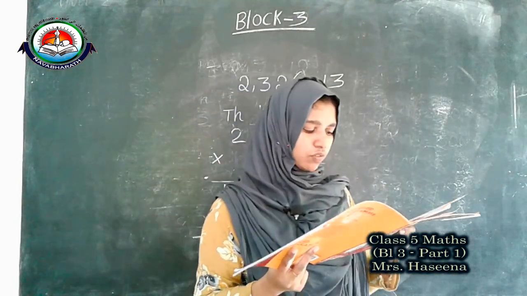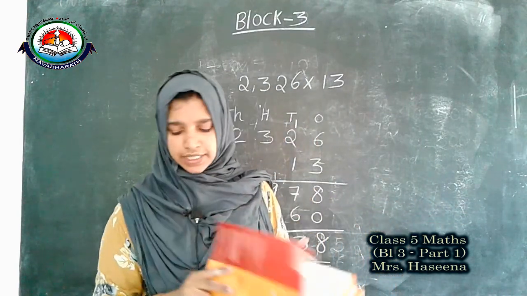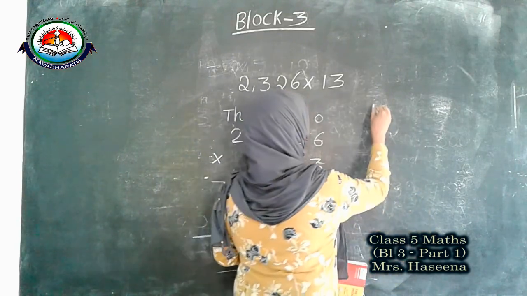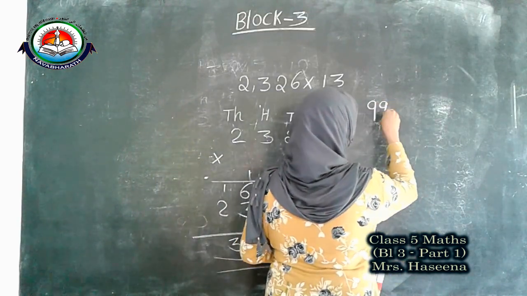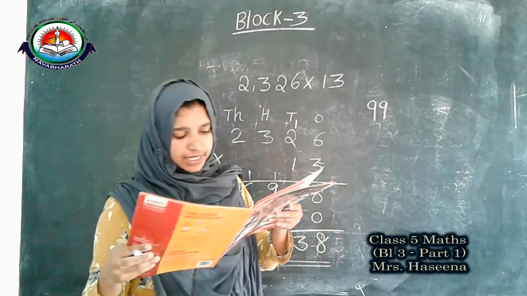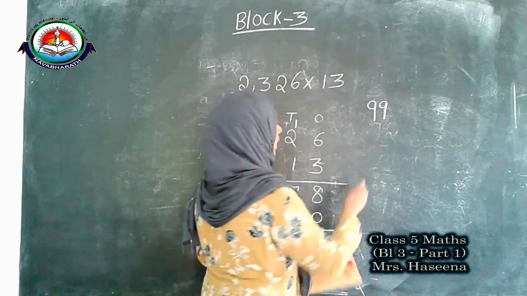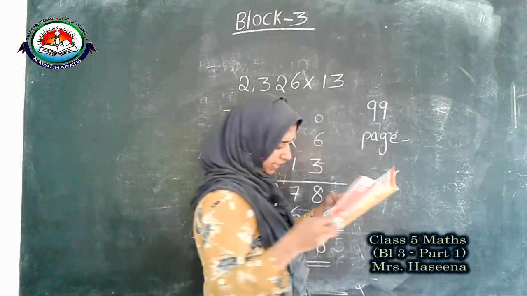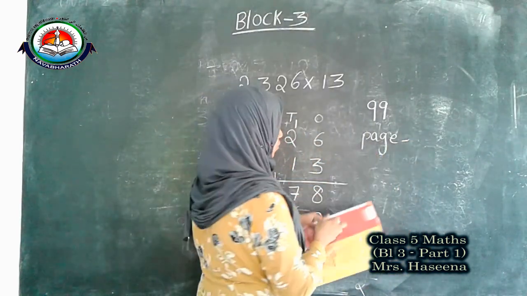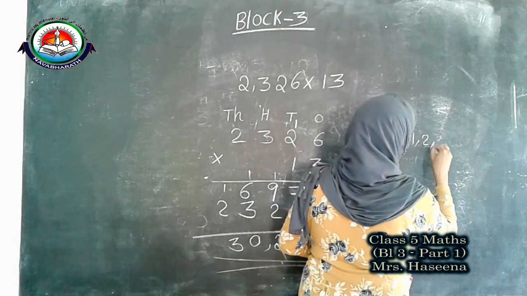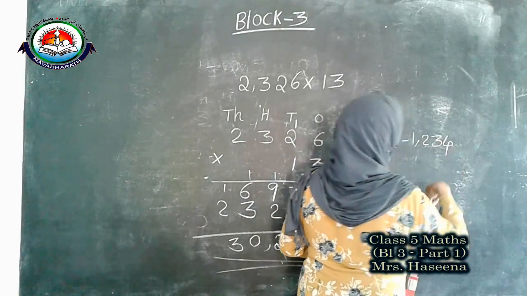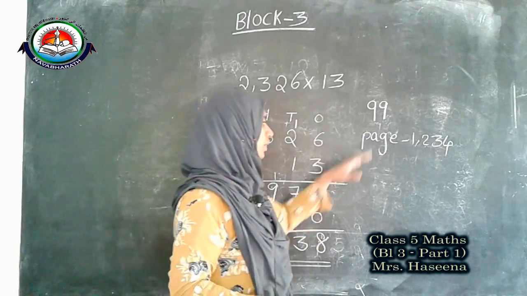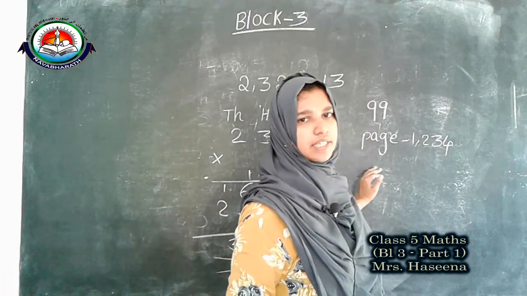The last question. A publisher wants to publish a book that has 99 pages. So, one book, how many pages are there? One book, 99 pages are there. One page has 1234 words. We want to find how many words are there in that book.